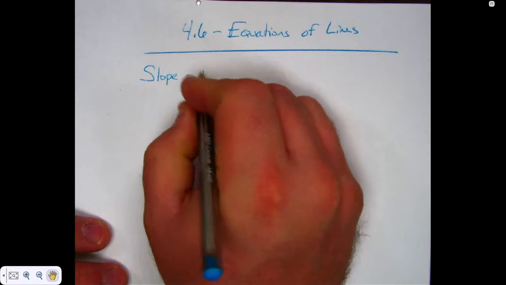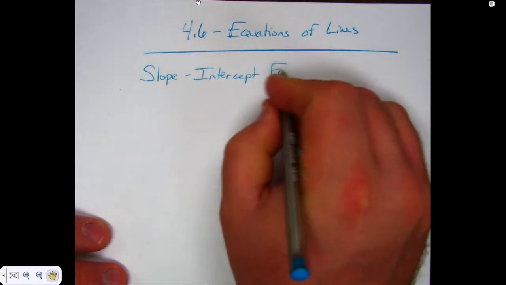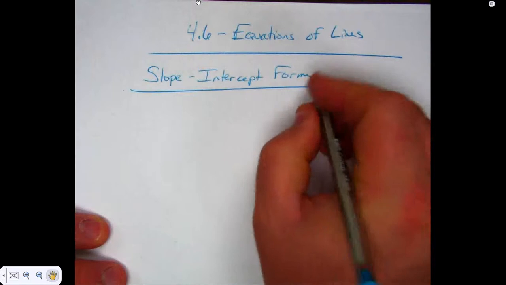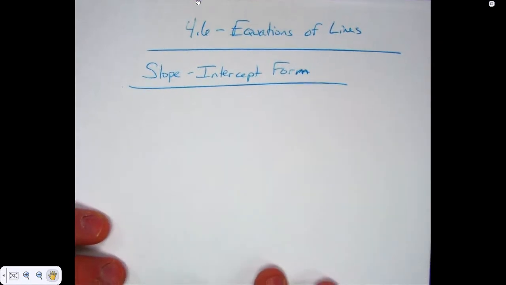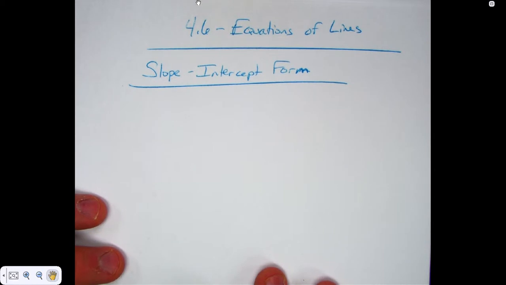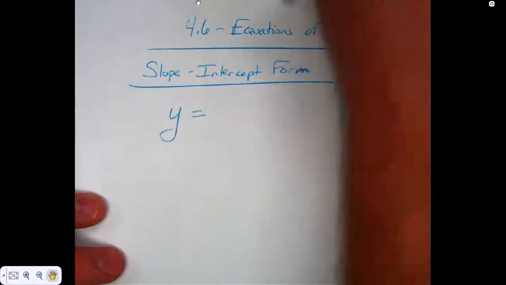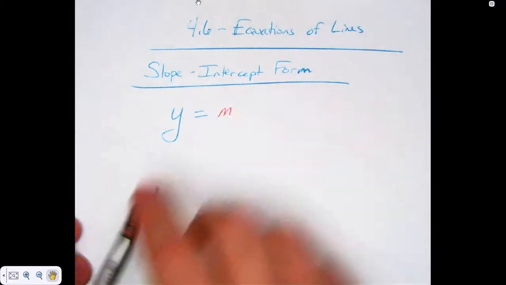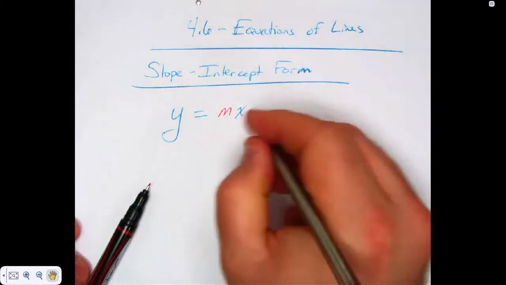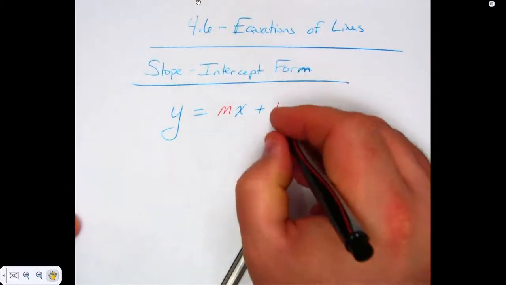Slope-intercept form. This is something you should surely remember. It's y is equal to m times x plus b. It's always in this form.